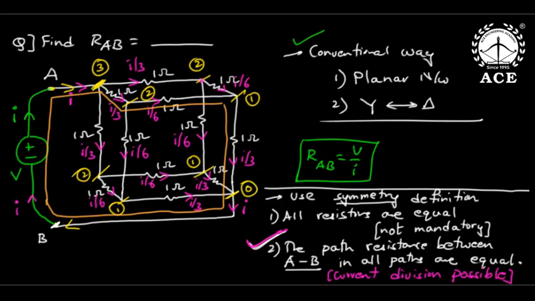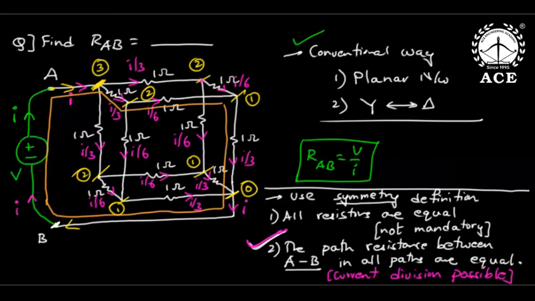Now read the symmetry definition again, everybody. Here all resistors are equal. Very good. But more than that, the real reason is the path resistance between AB in all the paths is amazingly equal. That is the reason I could confidently do current division. Actually, they are not perfectly in parallel. It is a parallel natured network, but no two elements are directly parallel. But I still could do current division because of the symmetry, where the path resistance in all paths is amazingly equal.